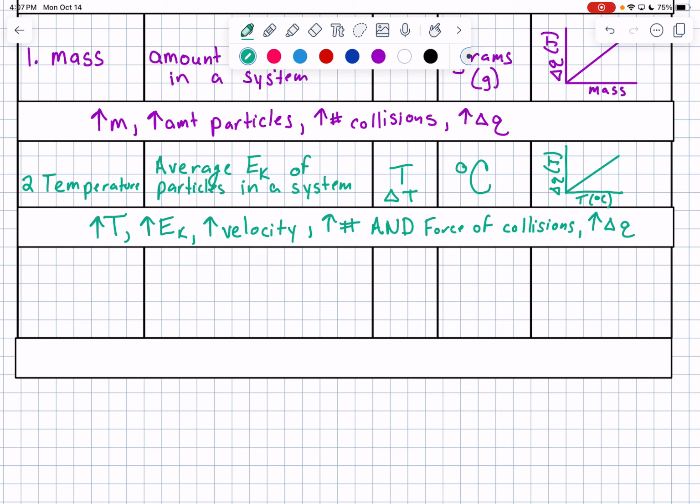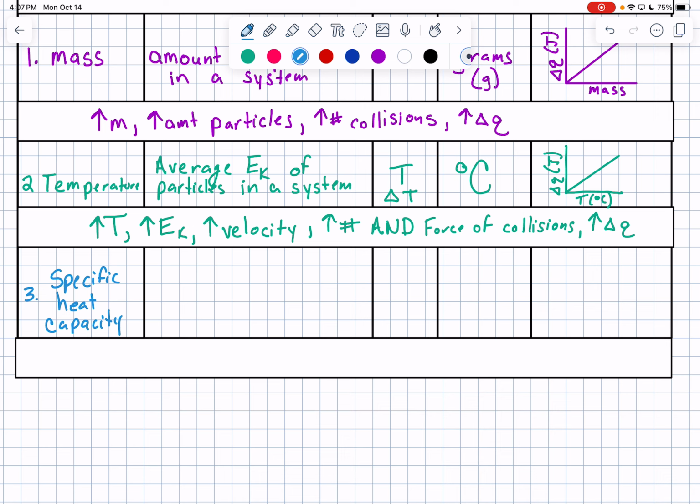And so when we talk about specific heat, there we go. So 3, specific heat capacity, sorry, I should write specific heat capacity. A lot of times we'll shorten it to specific heat, but it's the same thing, specific heat capacity. And so with specific heat capacity, it is dependent on the type of metal or the substance involved.